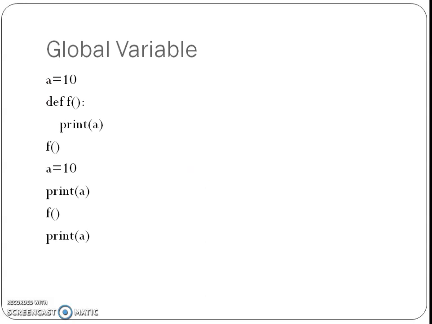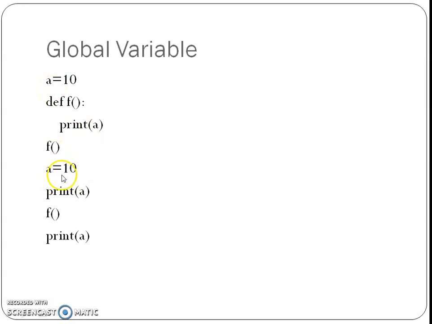Now the global variable. In the previous example we defined a local variable, but in this case we are only using print a. Because a is not defined inside this function, it is defined outside the function, it will take the global value of a and print that value only. So whenever we call this function f, it will print the value available globally.